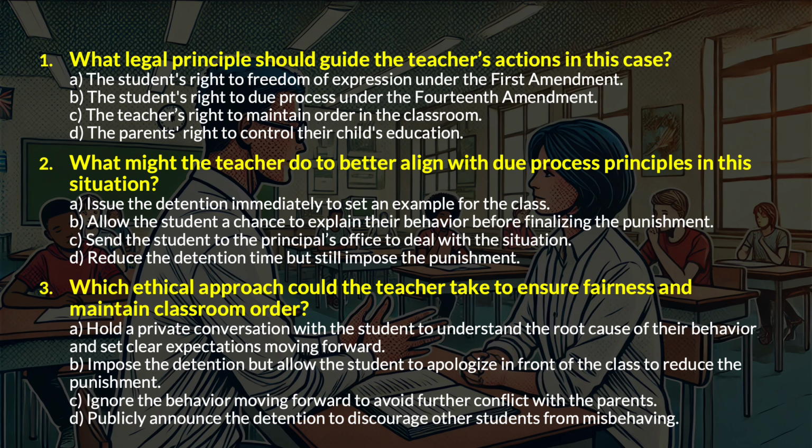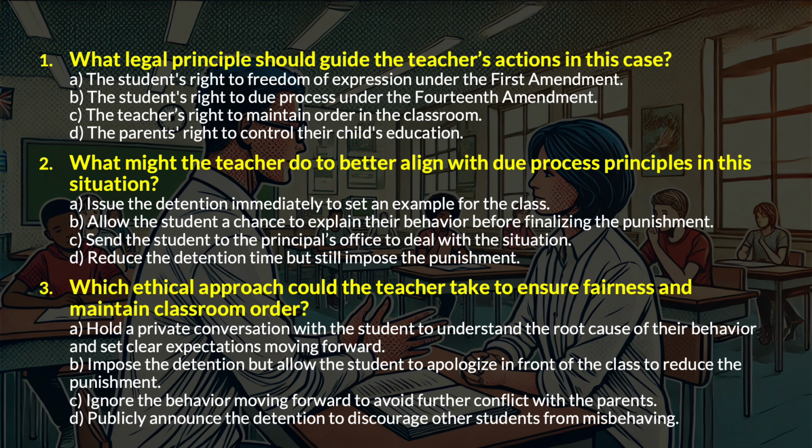According to the Goss v. Lopez, 1975 Supreme Court case, students must be given notice of any disciplinary action and have the opportunity to explain their behavior. This ruling ensures that students' rights to due process are protected, even in cases of minor infractions like detention. The teacher should have allowed the student to explain their actions before deciding on the punishment.